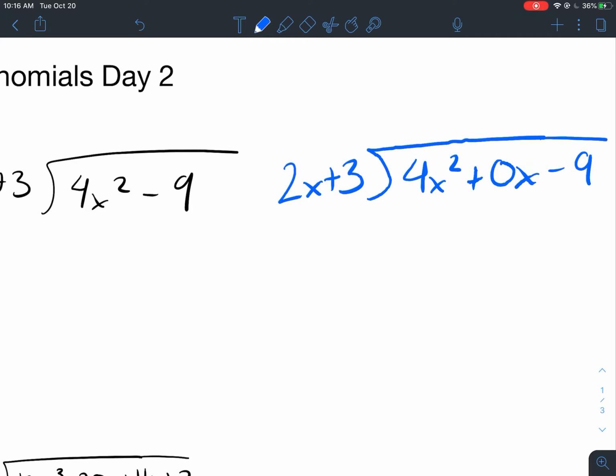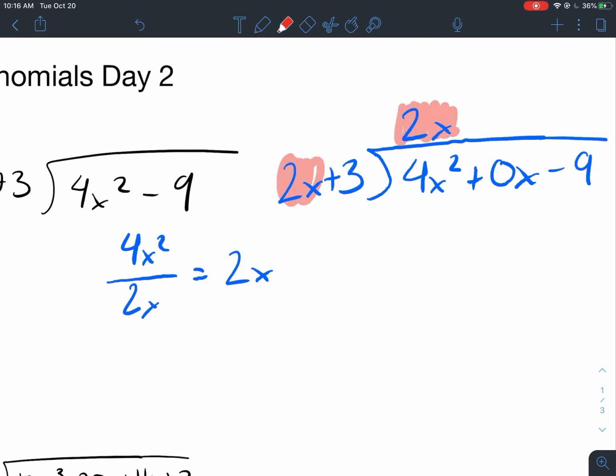So we have to figure out how many times 4x squared divided by 2x goes, and that's going to give us our number up top. That's going to give us a 2x, so we're going to put a 2x up top. Then we're going to multiply our 2x by the binomial that we're dividing by here. We do that and we get 4x squared plus 6x.